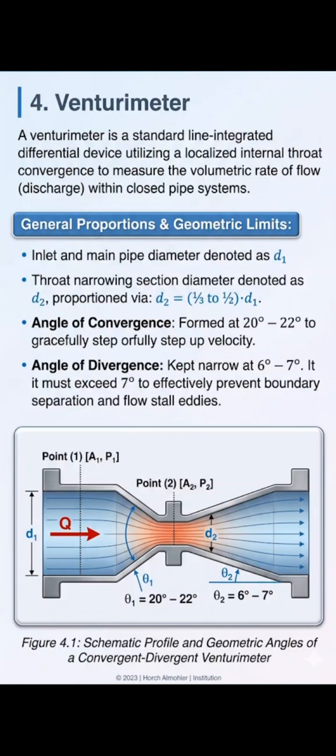The angle of convergence is kept at 21 degrees for a graceful, steady rise of velocity. The angle of divergence is kept narrow at 6 to 7 degrees. It must not exceed 7 degrees, to effectively prevent boundary separation and avoid eddies.